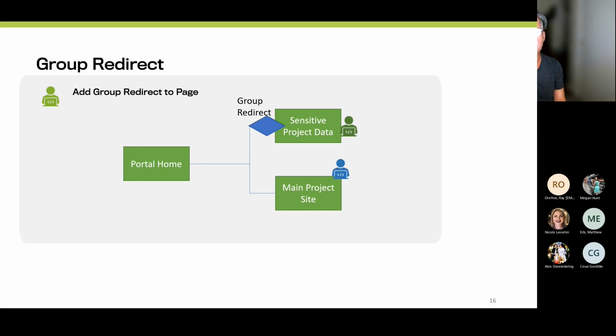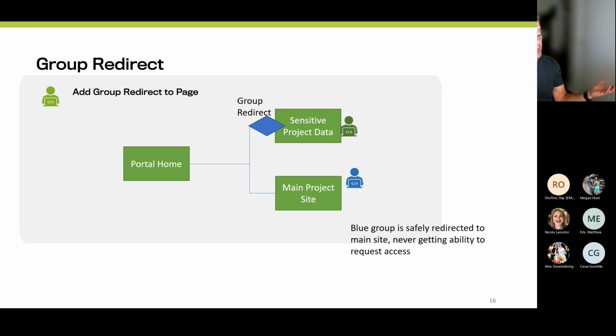But when the blue group comes, boom, we push them away and we redirect them to a different URL that they can have access to, either the one they should be going to, or one that says you tried to access a site that you don't have permission to. If you think this is wrong, whatever. But the blue group is now safely redirected to the main site, never getting the ability to request access to that. This is such a clever product that you don't know how you live without it at this point.